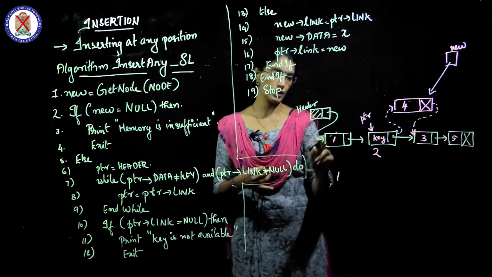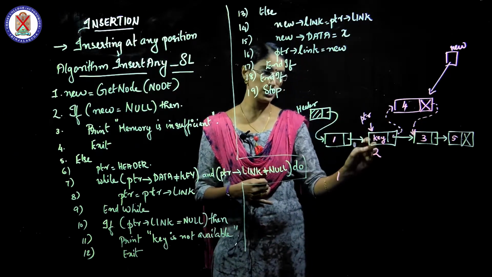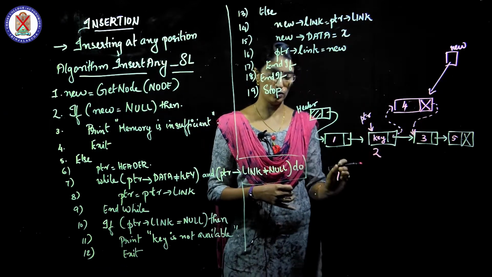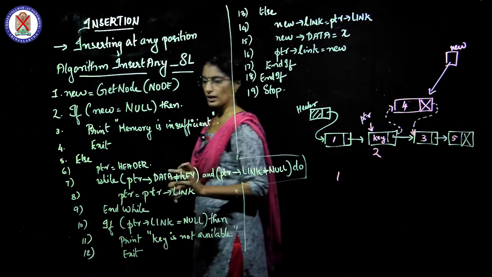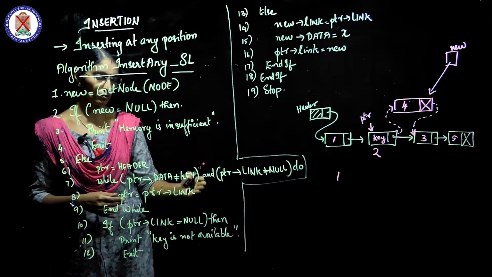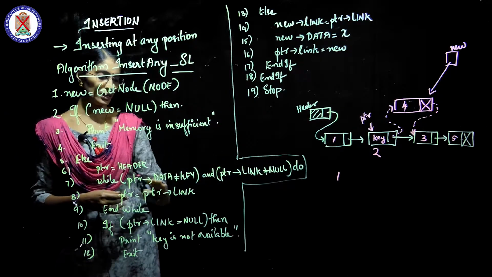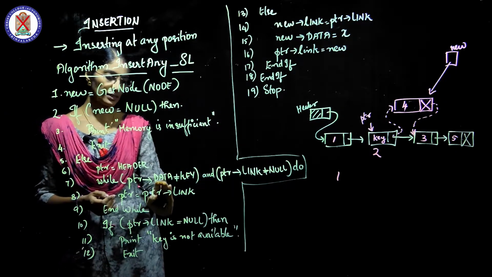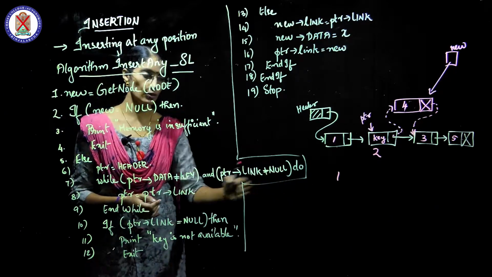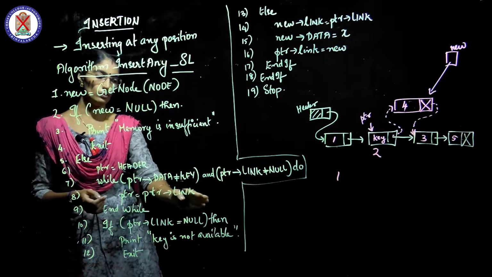If the data of the PTR node is key, then we are going to insert it after the key value. So what should be the condition for the while condition? In while condition, the condition should be true for us to go forward. So the condition will be like, if the PTR data is not equal to key and PTR of link is not equal to null, you go forward, right? PTR equal to PTR of link.